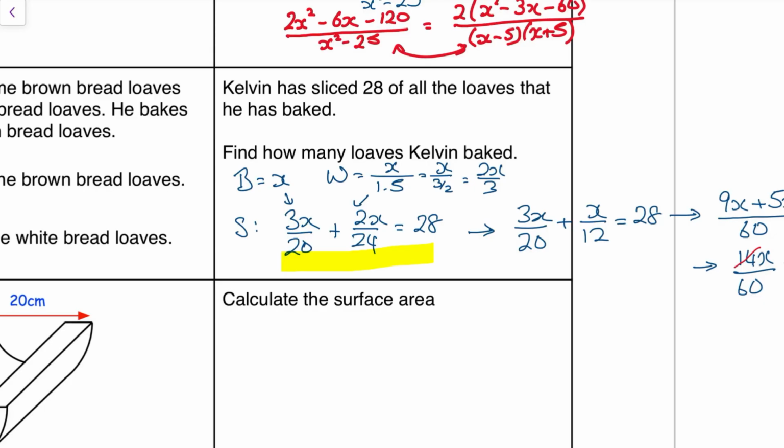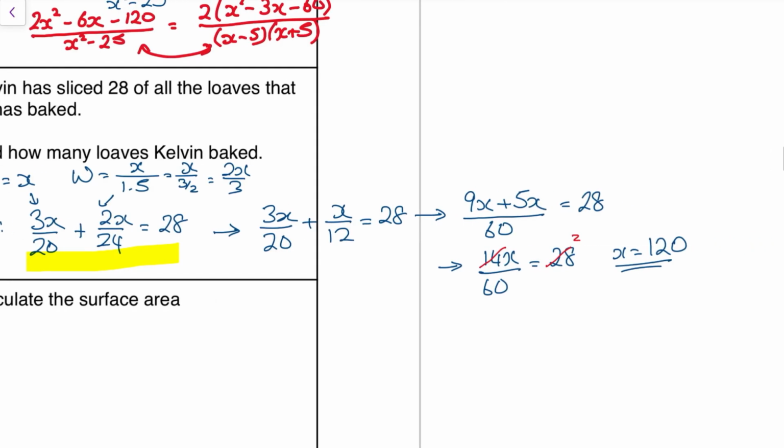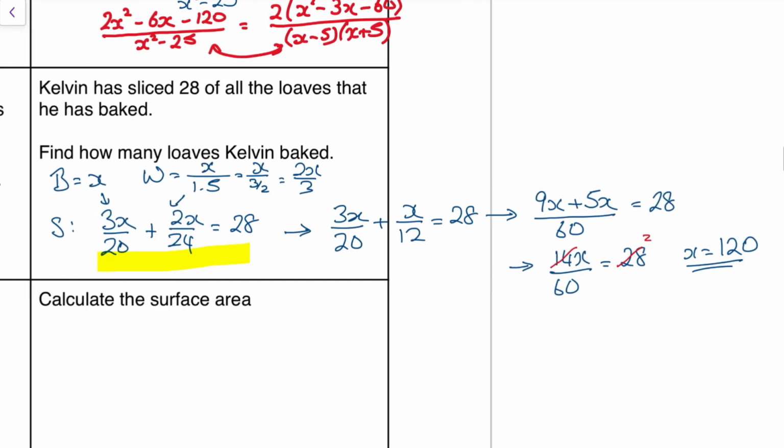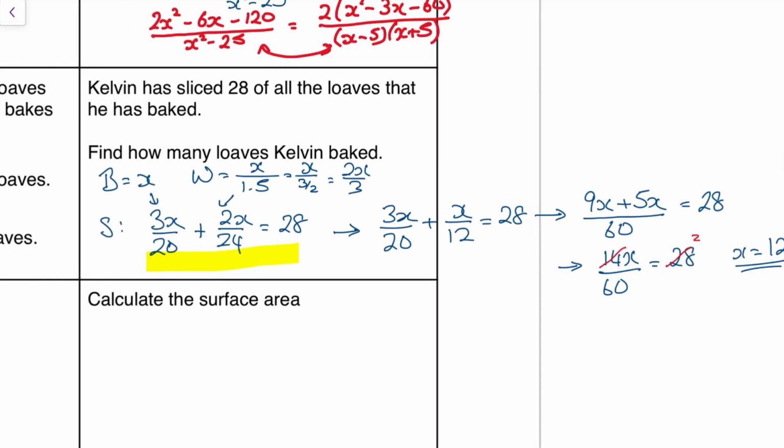Go back, check you're okay with each step I've done. None of the algebra there is too hard. And actually, moreover, it is algebra you should be okay with. Either way, I've got x equals 120. However, let's go back to the original question.